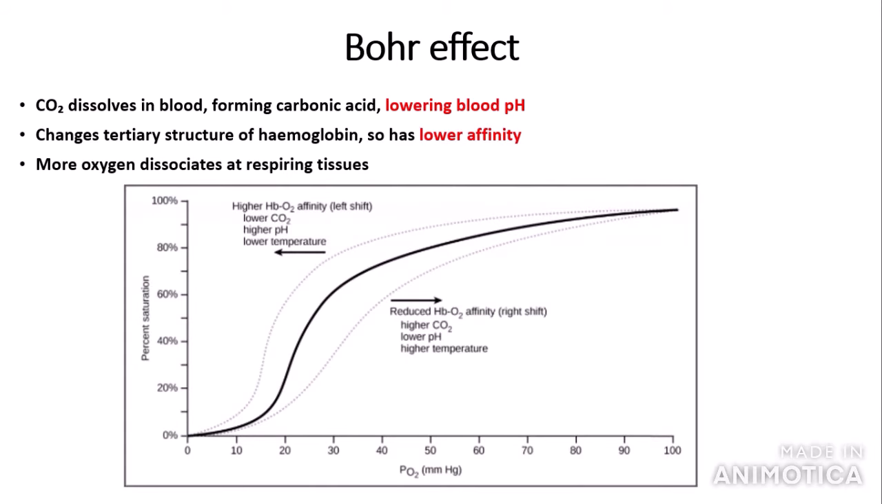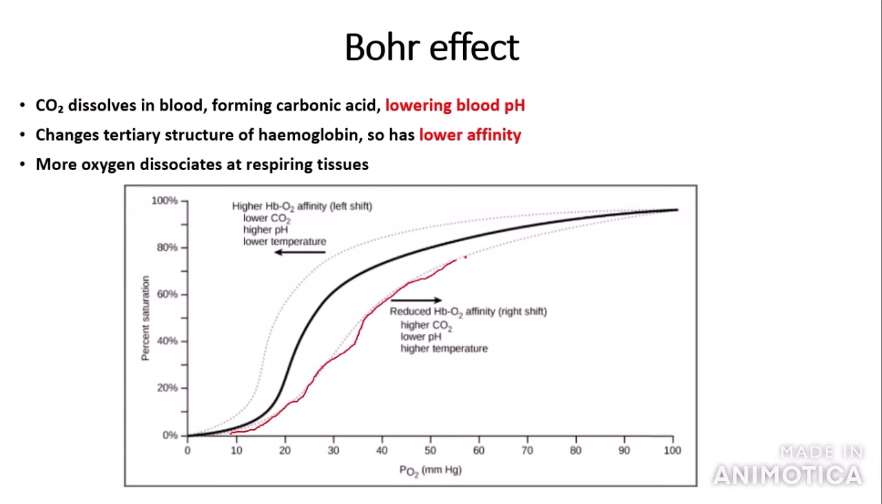So this is how we represent the Bohr effect on the dissociation curve. Now the dotted lines here are very faint, but hopefully you can see them. So when the hemoglobin has a lower affinity, the dissociation curve shifts to the right.